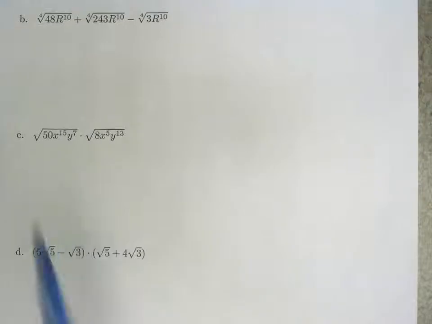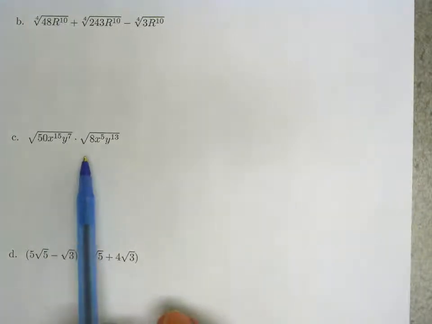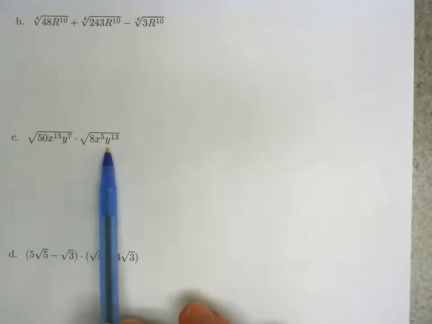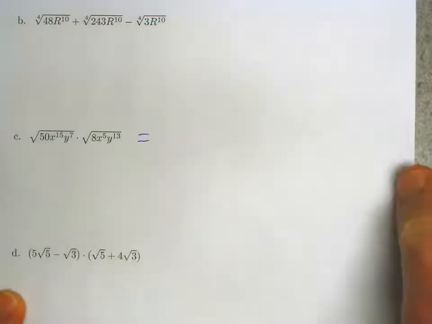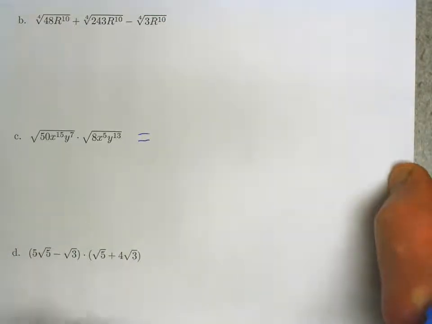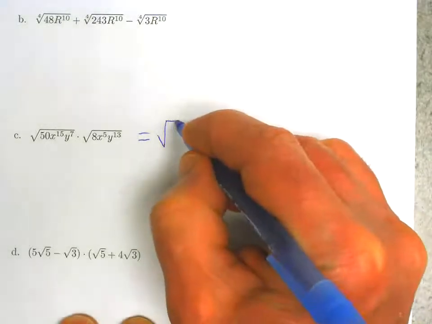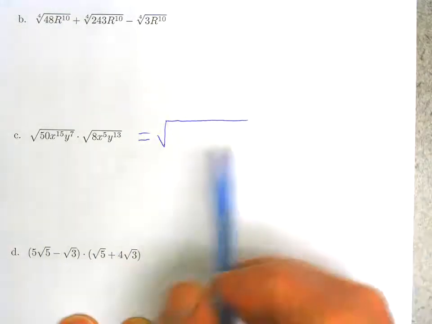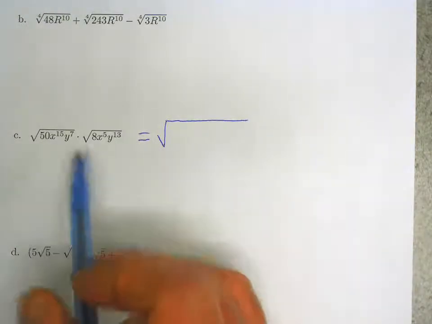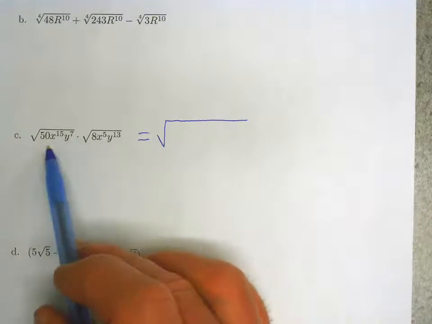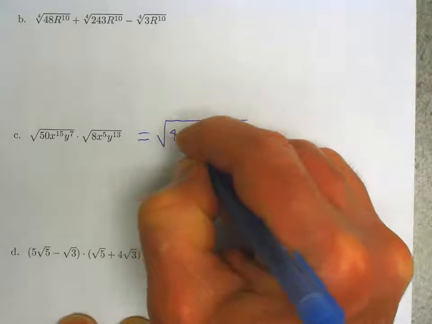The square root of 50x to the 15th y to the 7th times the square root of 8x to the 5th y to the 13th. My suggestion is to apply the product property of radicals and write this as a single radical. The radical is a square root in this case. And then the radicand of the single square root will be the product of those two radicands. So 50 times 8 is 400.